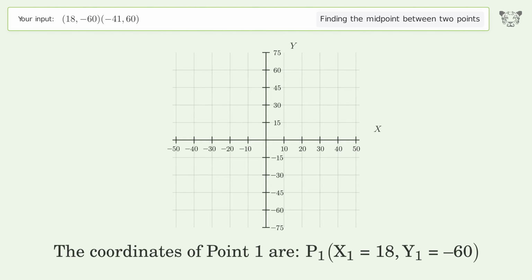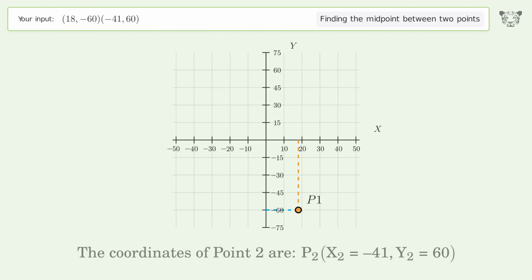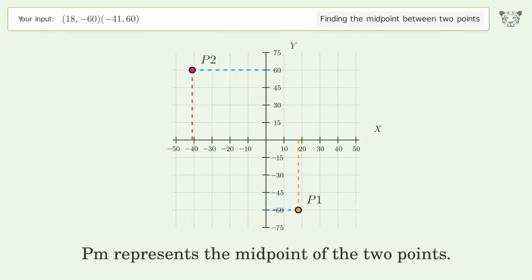The coordinates of point 1 are x1 equals 18, y1 equals negative 60. The coordinates of point 2 are x2 equals negative 41, y2 equals 60. PM represents the midpoint of the 2 points.